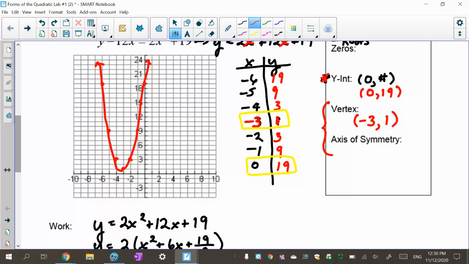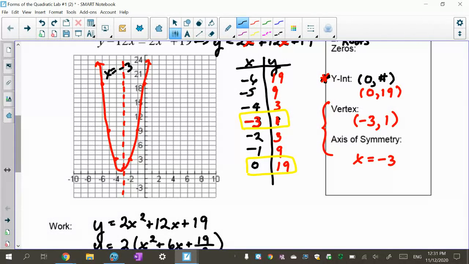And I know my axis of symmetry is x equals negative 3. It has to be whatever my x value is. And if I look at my graph, when I do this, there's my axis of symmetry. That is x equals negative 3. So I just found all that, so I'm very happy.